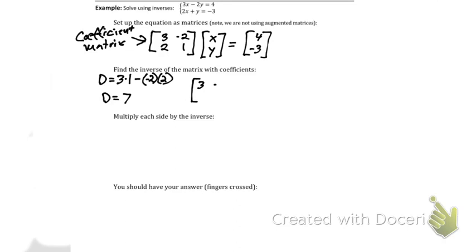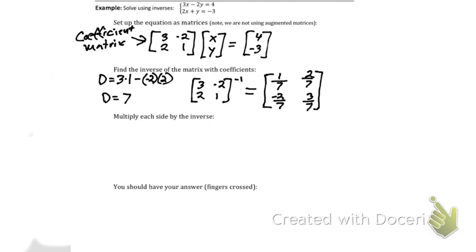So that means if I have 3, negative 2, 2, 1, the inverse of that is going to equal... We switch our top left and bottom right values. We actually have a 1 in the top left, so that's going to be 1 over 7. The bottom right is going to become a 3 over 7. Top right, we change the sign from negative 2 to a positive 2, so we'll have 2 over 7. Bottom left, we change the sign from a positive to a negative, so I'll have negative 2 over 7. That is now my inverse.